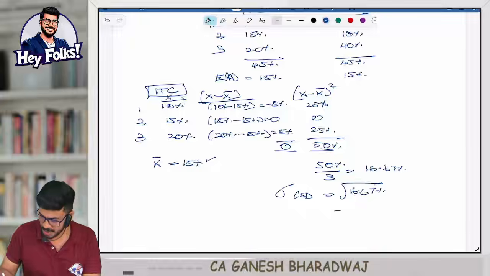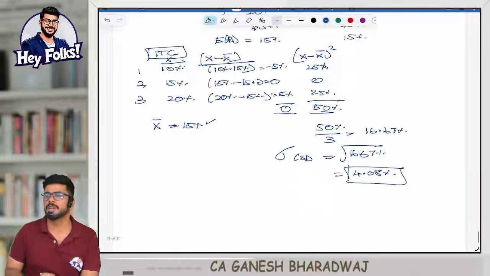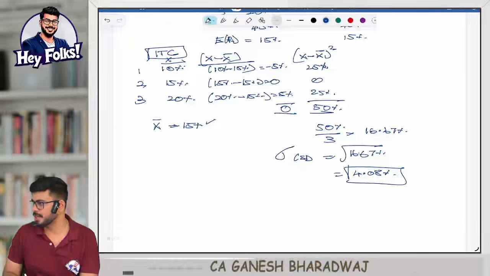16.67 percentage. How much is that, guys? Take a square root here. Roughly it comes about 4.08 percentage. Okay, we can stop at 2 decimals here. Are you all able to understand? Any issues here? Any problem here? Guys, are you getting it?